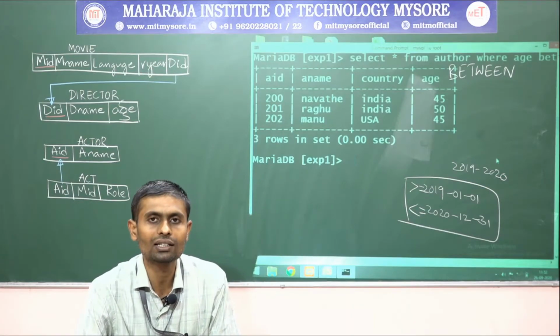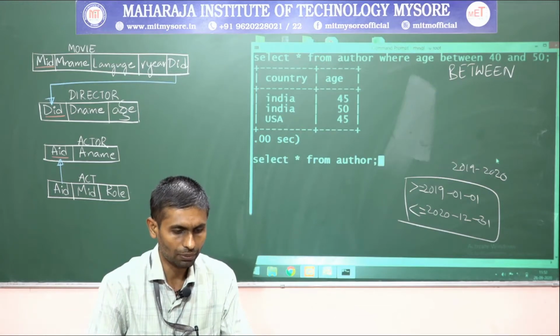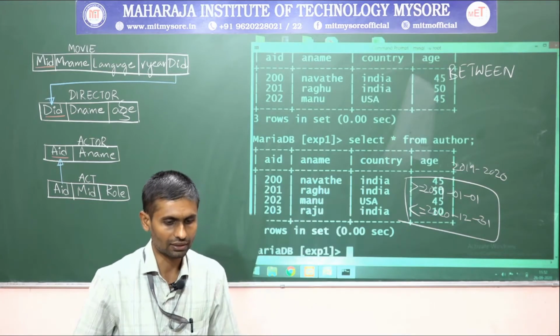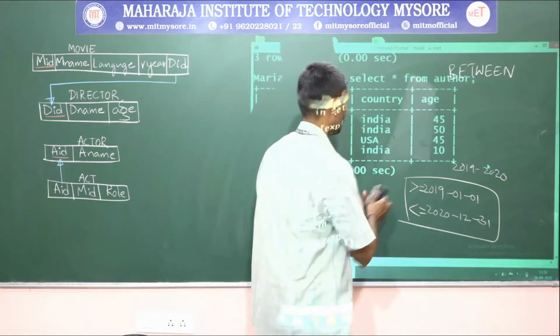Now I have one more interesting class to discuss, guys. So there could be a possibility that, let me take up, I am having author details. They are having 45, 50, 45, 10, right? Different values.